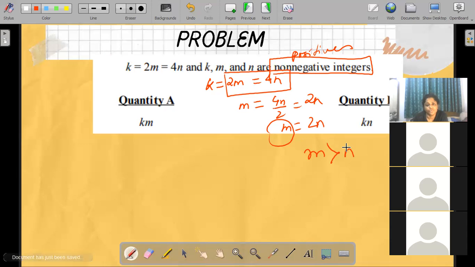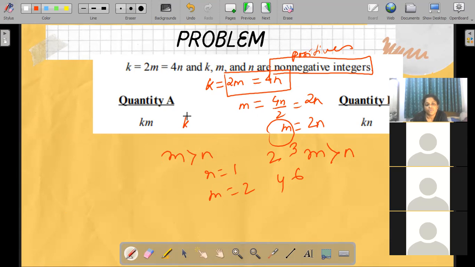Yes or no? If M is equal to twice N, that means if N is equal to 1, M will be 2. If N is equal to 2, M will be 4. If N is equal to 3, M will be 6. So every time M will be anyway higher than N. Right? Yes, ma'am. The dynamics will change only if I am having one of them as a negative number. Only then the dynamics changes. Otherwise, it is always M is greater than N.